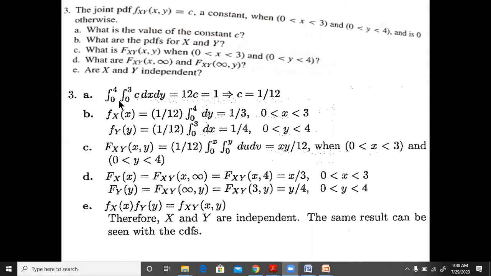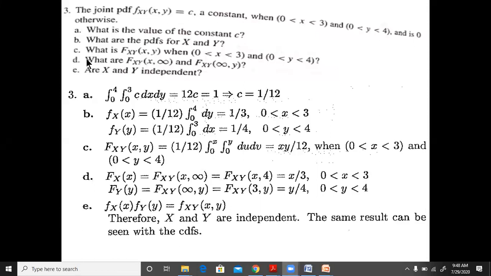Here it is 0 to 4 and 0 to 3, but here it is 0 to x and 0 to y. When we write the upper limits as 4 and 3, this becomes 1. Otherwise, if it is 0 to x and 0 to y, then this quantity will become F(x, y), that is the cumulative distribution function, again in the range of 0 less than x less than 3 and y between 0 and 4.